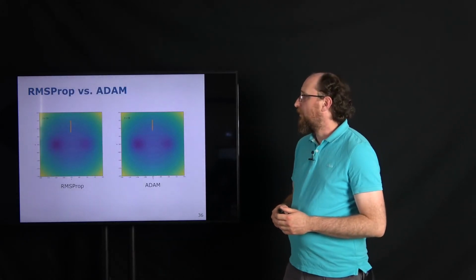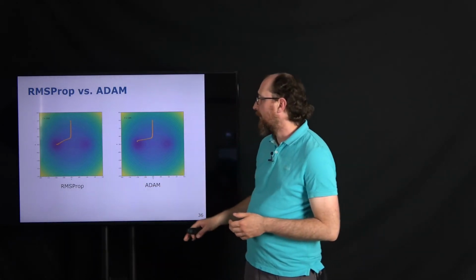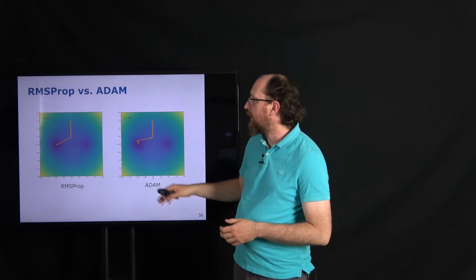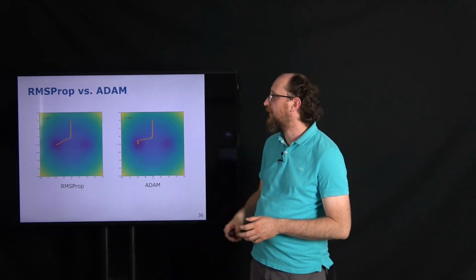So when we are now comparing here the results of RMSprop on the left and Adam on the right, then we see that they are both reaching very quickly the desired result, the desired minimum in the end.